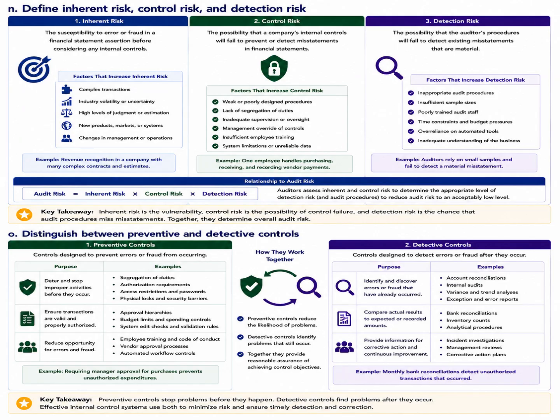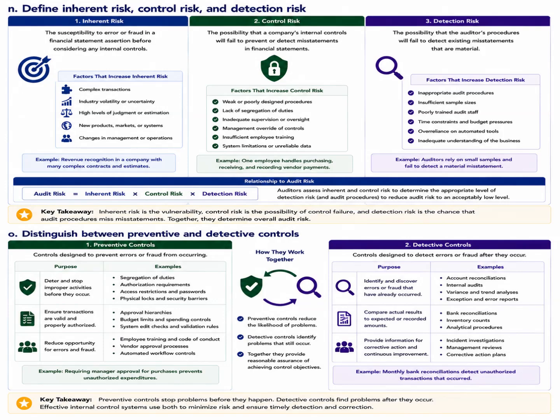N. Define inherent risk, control risk, and detection risk. Inherent risk is the susceptibility to error or fraud without considering controls. It depends on transaction complexity, industry volatility, and judgment requirements. Control risk is the possibility that internal controls fail to prevent or detect misstatements. Weak procedures, poor oversight, or inadequate segregation increase control risk. Detection risk is the chance that audit procedures fail to uncover existing misstatements. It relates to audit effectiveness and testing adequacy, influencing overall audit risk assessment.